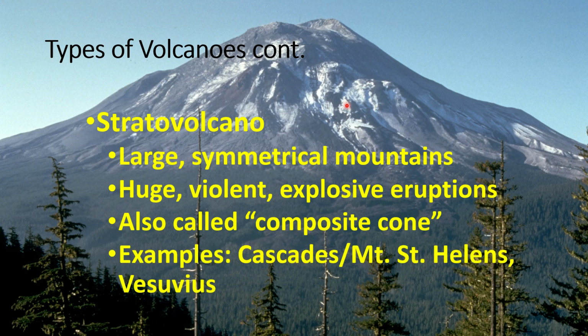So the Cascade Mountain Range, which we talked about, is a continental volcanic arc, and those are all stratovolcanoes. Those are on the west coast of the United States. Mount St. Helens is the most famous one of those. It erupted back in the 80s. This guy in the background is actually Mount St. Helens before it erupted. And then another example of a famous stratovolcano is Mount Vesuvius, which is the one in Italy that erupted, and all of the ash that came out of it buried the city of Pompeii and killed everybody in it.